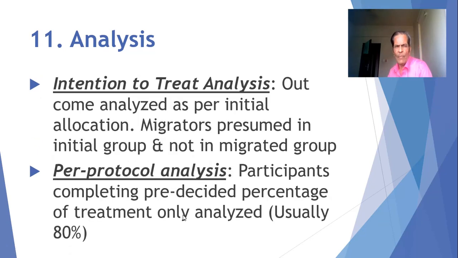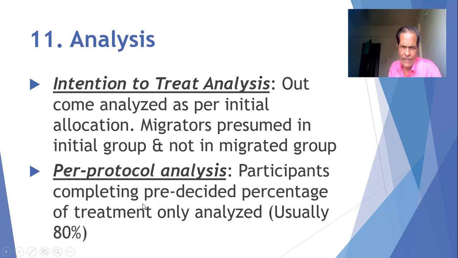There are two types of analysis done in the clinical trial. One is called intention to treat analysis. The second one is called per protocol analysis. In intention to treat analysis, the outcome is analyzed as per the initial allocation, and the migrants are presumed in the initial group and not in the migrated group. So if there are 100 patients at the start of the study and a few migrate to the other group, they are considered in the group to which they were initially allocated by the randomization method, and that way the analysis goes on.